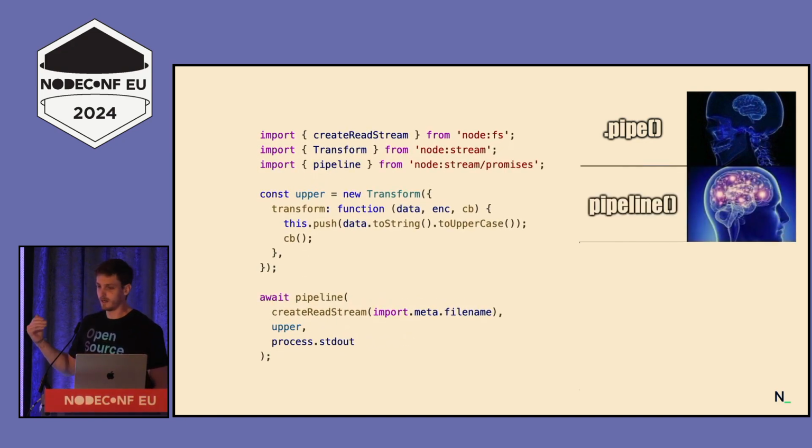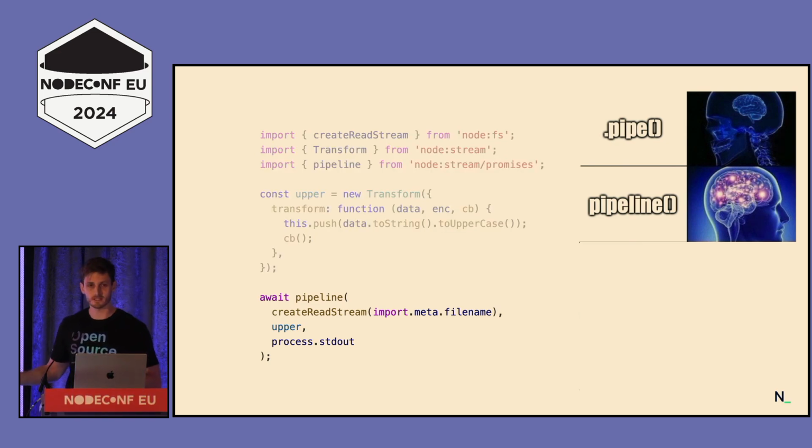Cool. Pipe was in Node since the beginning. At the beginning, stream classes didn't even exist, but since version 0.4, which is quite early, we got stream classes and we got the pipe method. And afterwards, in version 10, which was released in 2018, we got this pipeline method, which basically does the same, but we can pass all the streams there, and we get the pipeline.